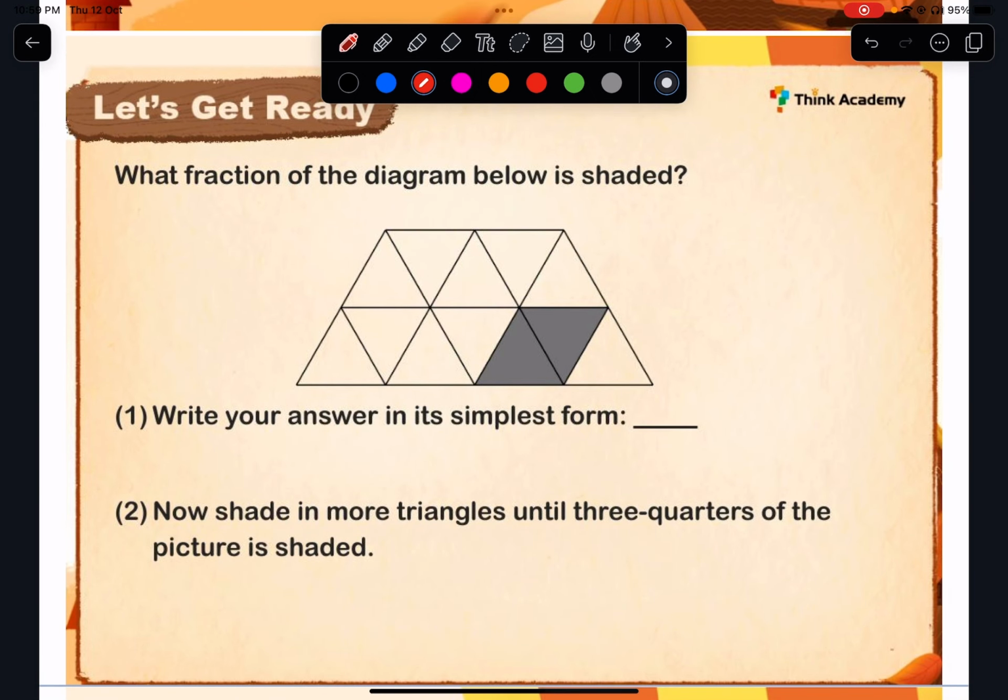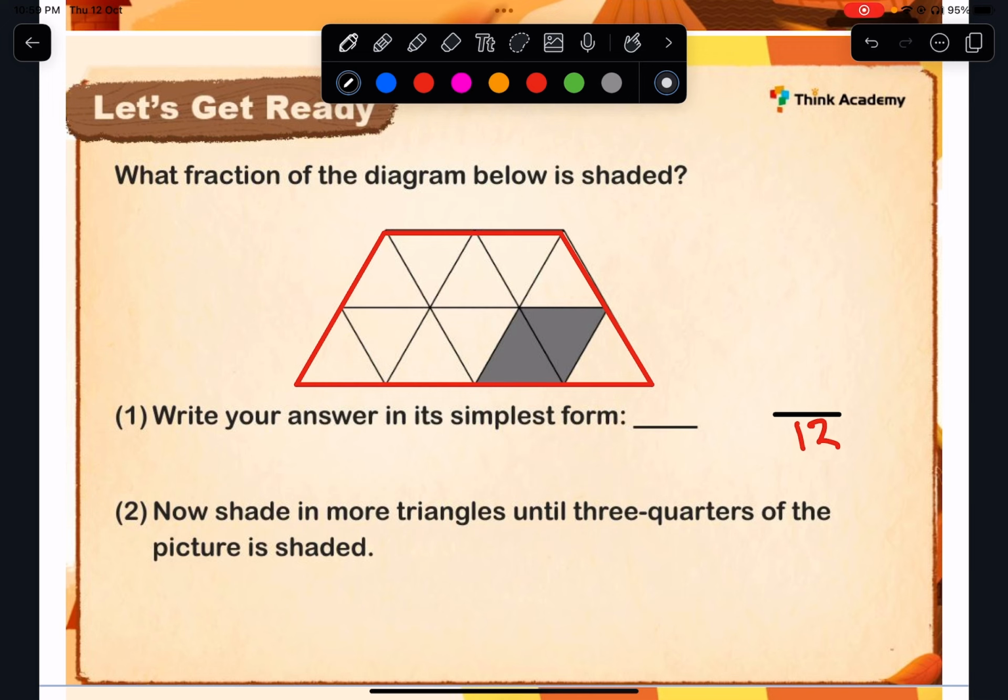What fraction of the diagram below is shaded? Write your answer in its simplest form. So first, we cut this trapezium into how many equal pieces? We cut it into 12 equal triangles, right? 12 equal triangles. So the denominator of the fraction must be 12. So the 12 tells you how many equal pieces I cut the whole trapezium into. So I cut it into 12 equal pieces.